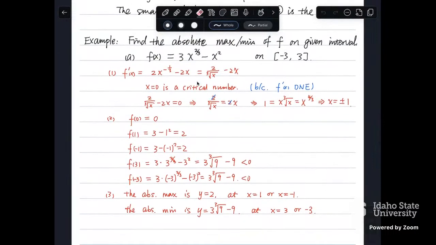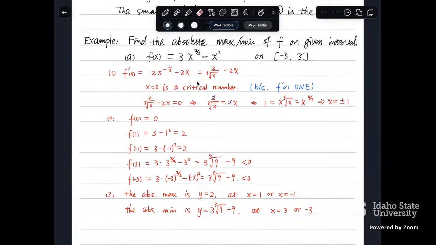So the first step, you try to find the critical numbers. Remember, critical numbers include both where the derivative equals 0 and where the derivative doesn't exist. Given the derivative function, first of all, you identify that the derivative doesn't exist at x equals 0. Or the derivative equals 0, and solving this equation, you get x equals plus or minus 1. So you get 3 different critical numbers.